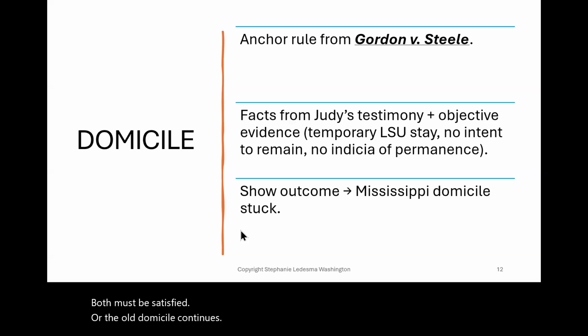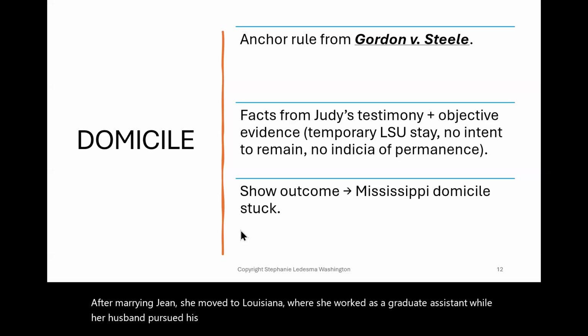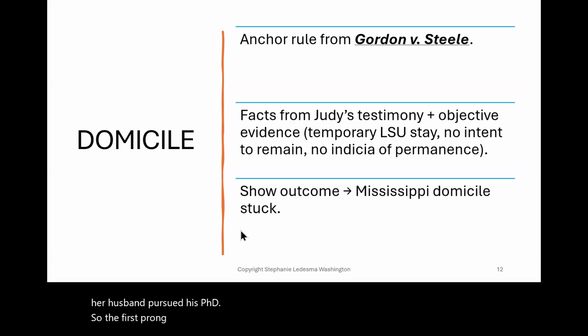In Moss v. Perry, the court had to decide where Judy Moss's citizenship lay. She started as a domiciliary of Mississippi. After marrying Jean, she moved to Louisiana, where she worked as a graduate assistant while her husband pursued his PhD. So the first prong is satisfied, right? The first prong is satisfied because she's now residing in Louisiana. Yeah. But what do we know? Residence alone is not the question.